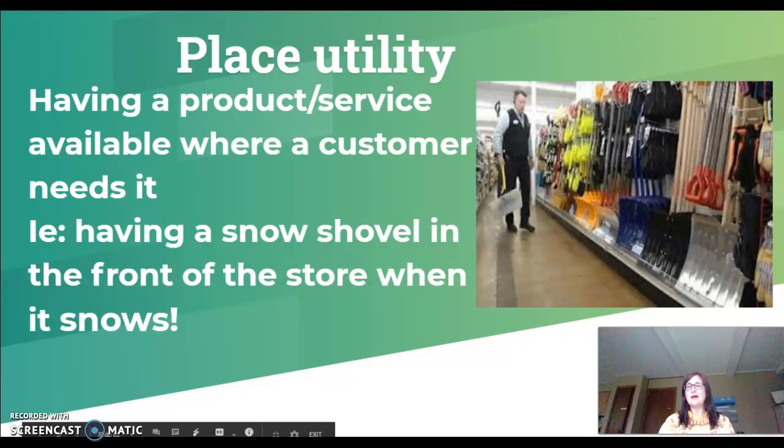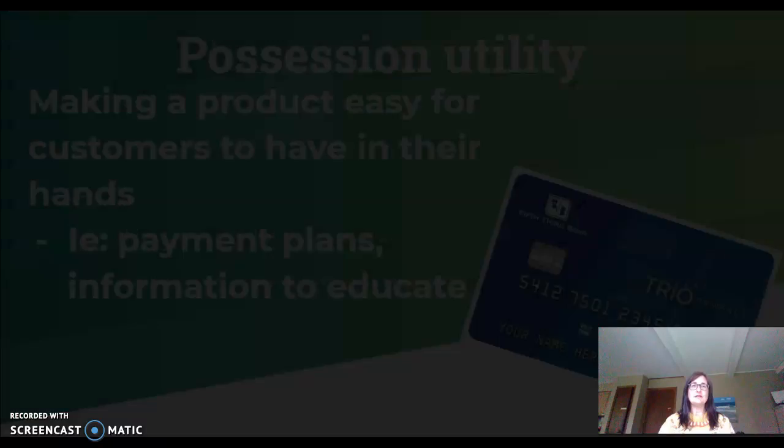And then place utility, kind of similar, like having those snow shovels available right at the door at Walgreens, having it in a convenient spot. At stores, there's something called a POP display, point of purchase display. So when I'm checking out at Walmart, there's gum there and batteries and dental floss and pop sockets and charging cords, all that kind of stuff that you don't think about. And that adds place utility because it's an impulse purchase a lot of times or something I don't put on my list. And they have it where I can find it.